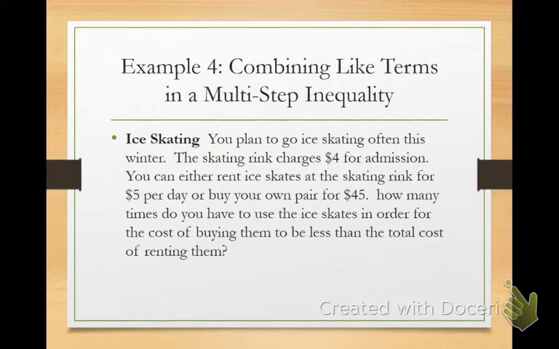It says you plan to go ice skating often this winter. The skating rink charges $4 for admission. You can either rent skates at the skating rink for $5 a day, or you can buy your own pair for $45. How many times do you have to use the ice skates in order for the cost of buying them to be less than the total cost of renting them?